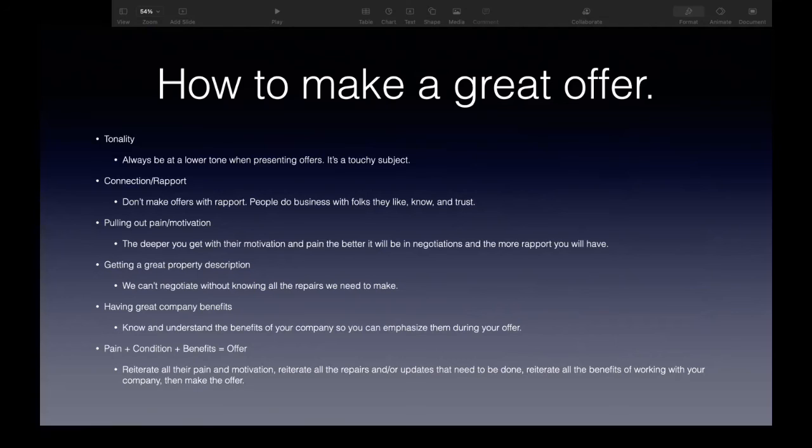Pulling out pain and motivation. The deeper you get with their motivation and pain, the better you will be in your negotiations and the more rapport you'll have. So pulling out pain is pretty much knowing why they're selling. If it's a pain point, poke at the pain point a little bit, and if there's a big motivation, highlight that motivation really loud so that they have more incentive to sign the contract.